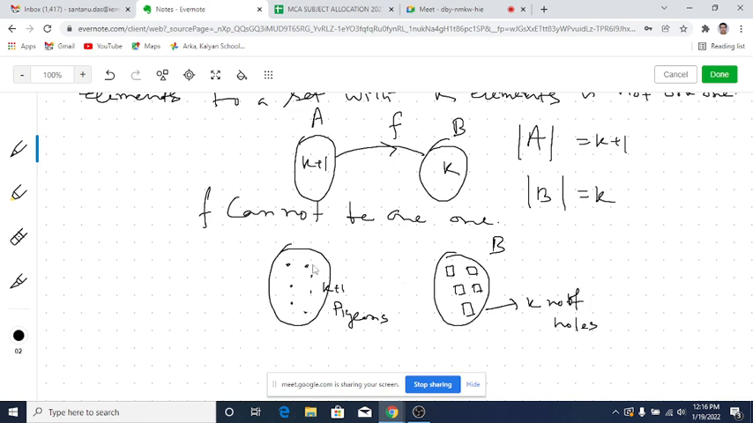Here each and every pigeon I could map to a particular hole. That means this pigeon is mapped to this hole, this pigeon is mapped to this hole. So if I want to map each pigeon uniquely to a hole, there can be k such choices, because k pigeons can be put in k number of holes. So there will be one leftover pigeon. Is that clear?